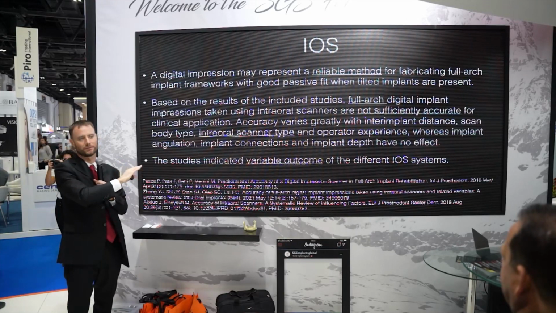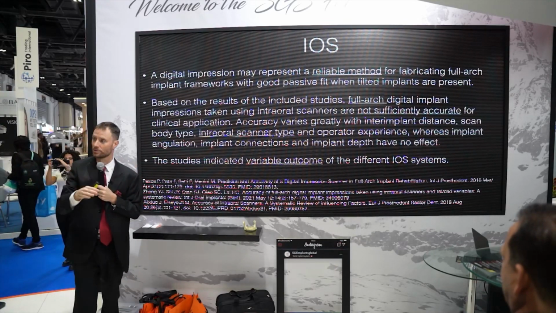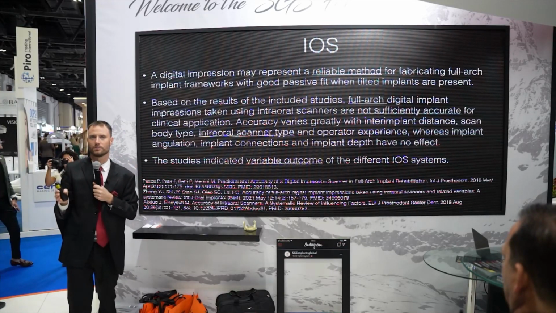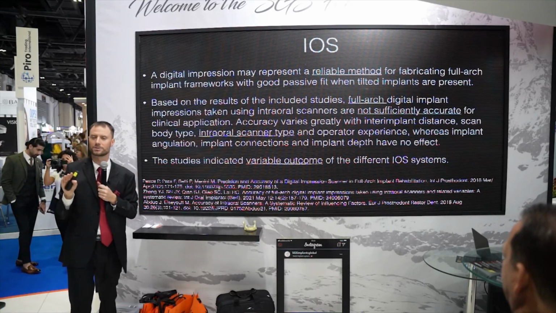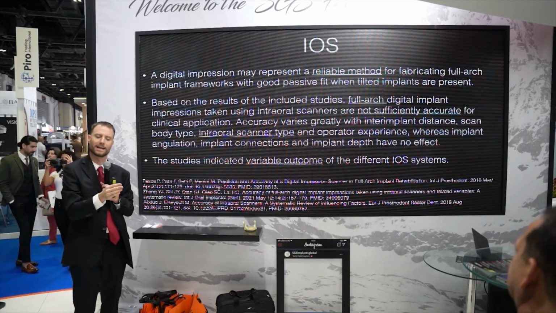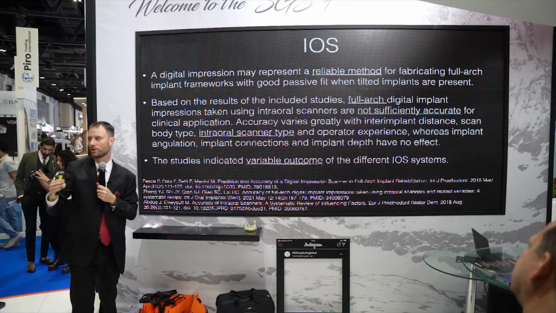Different studies show different outcomes. If you see one study, it shows nicely. Another study will show you in a full arch there's a lot of torsion. So I would say there's a limitation. For me, it's now for, let's say, half arch, one side.